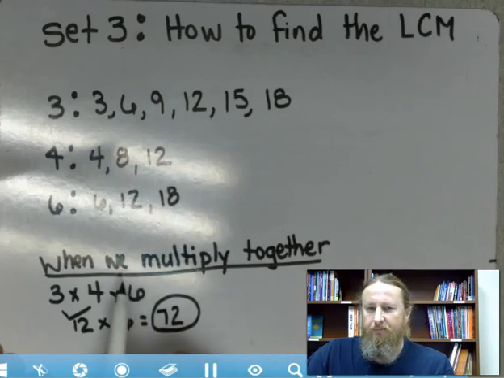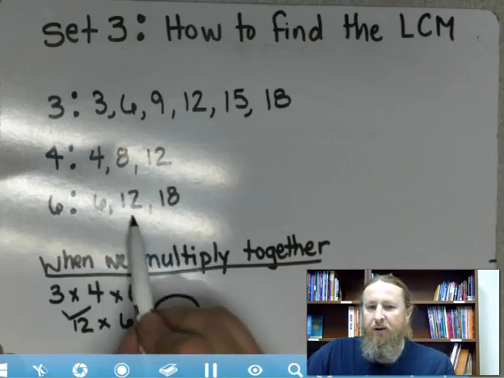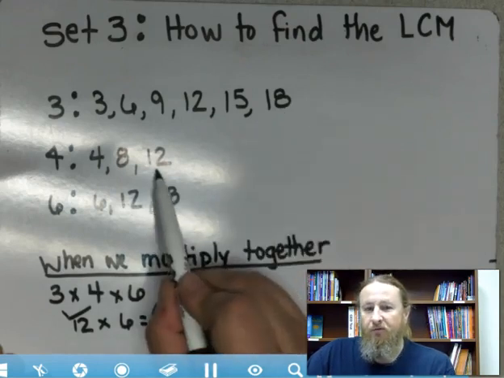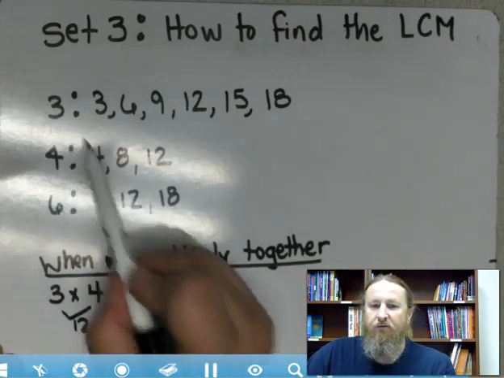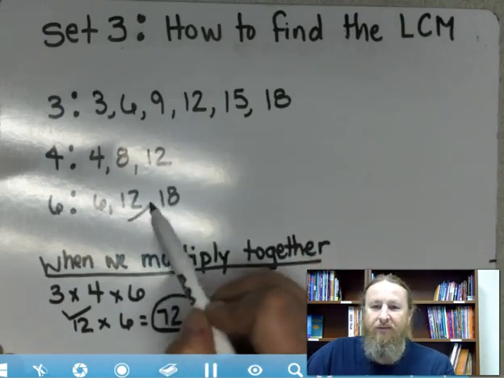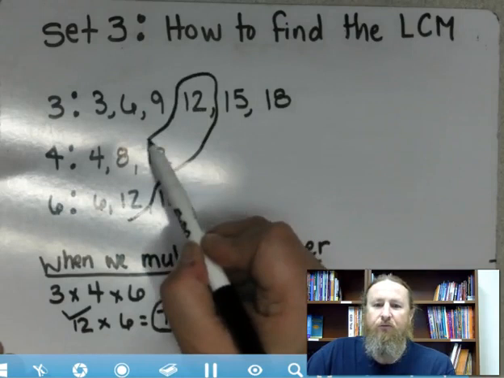Now note here, 18 is shared by both 3 and 6, but all 3 numbers, 3, 4, and 6 share 12. So our lowest common multiple is 12.